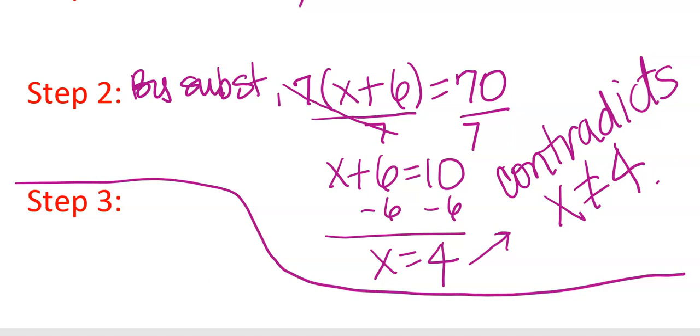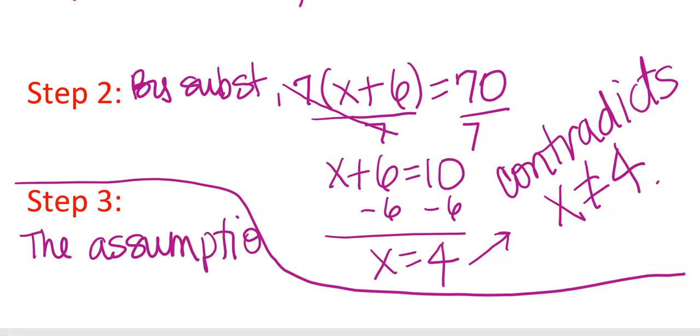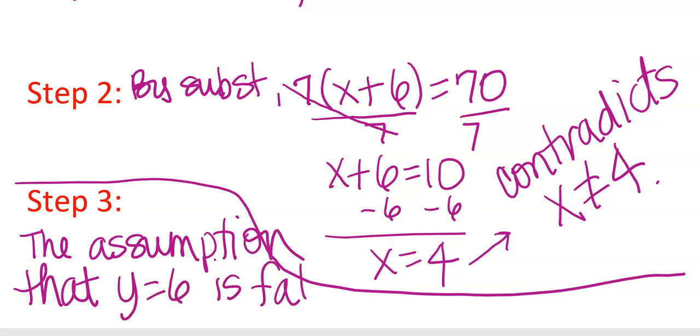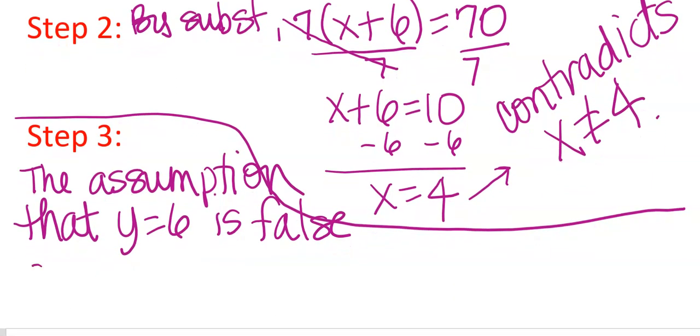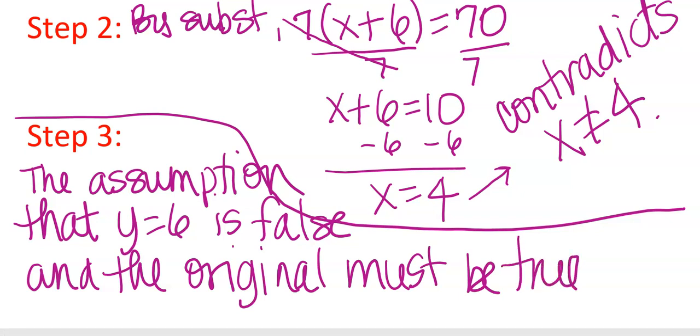So I keep mine a little bit shorter. The book is really wordy in their last paragraph. We've kind of shown it already, so I'm just going to say the assumption that y is equal to 6 is false, and the original must be true. And that's basically that y couldn't equal 6.